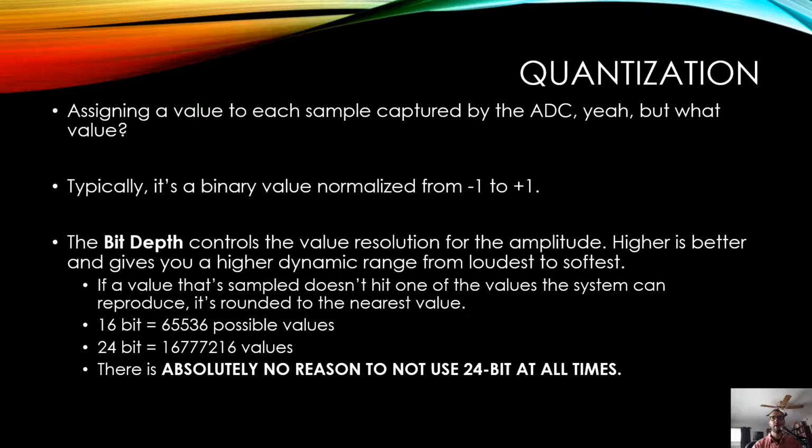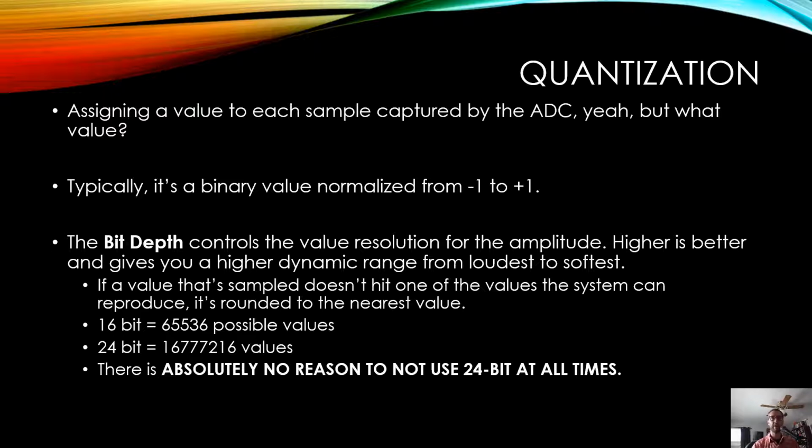So, quantization. We're assigning a value to each sample captured by the ADC, but what is the value? Typically, it is a binary value that will be normalized for human readability as -1 to +1. The bit depth controls the value resolution for the amplitude. Higher bit depth is better and gives you a higher dynamic range from the loudest possible sound to the softest possible sound. So if a value that's sampled doesn't hit one of the values that your system can reproduce, it rounds to the next nearest value.